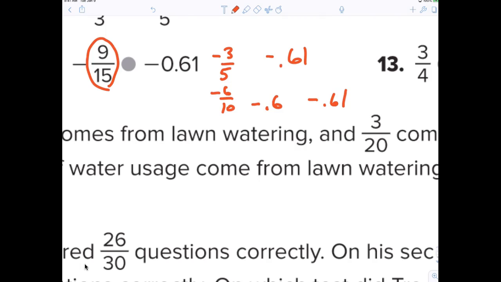So negative 0.6 is what? Come on, help me. Negative 0.6 is what? Greater. Thank you. So this would be greater than. That would be greater. So always try to reduce the fraction. Always try to reduce the fraction. All right? Sometimes it's easier.